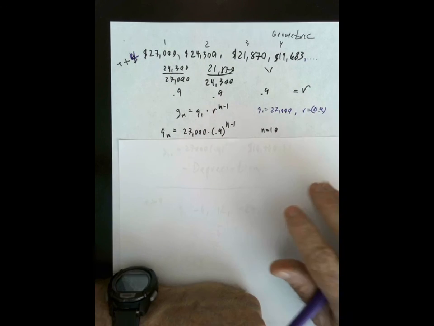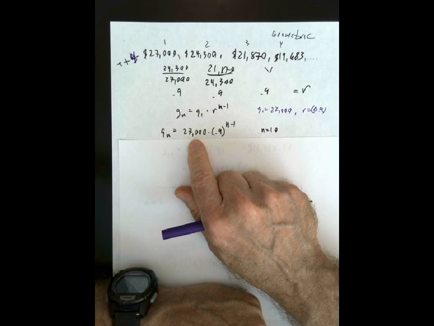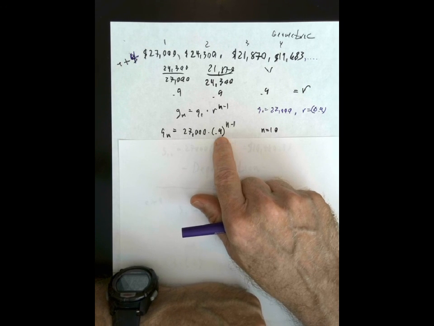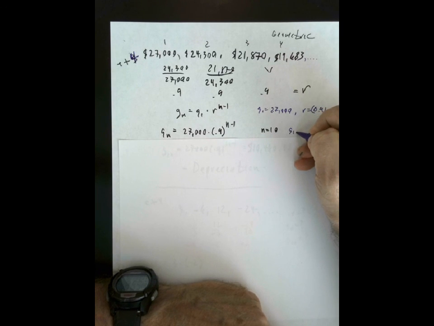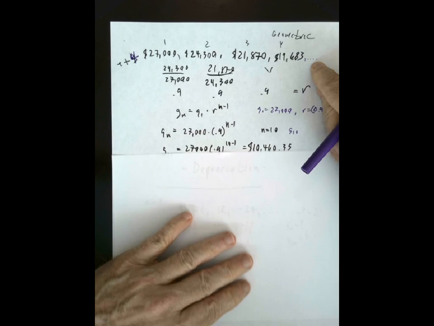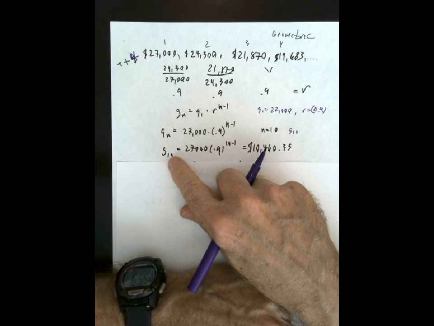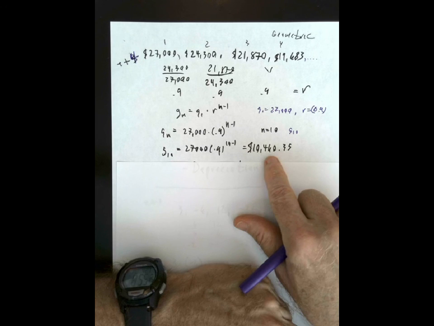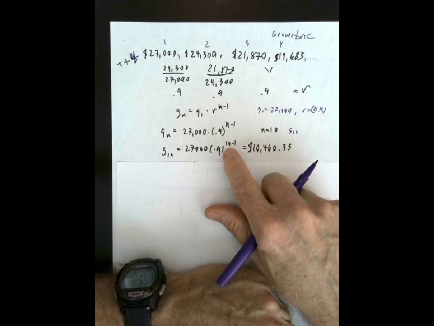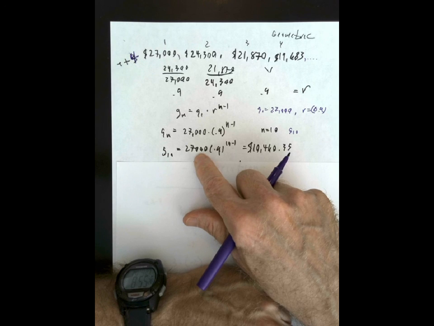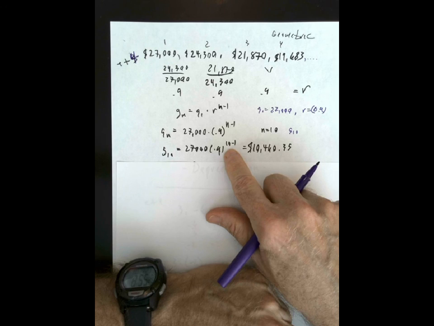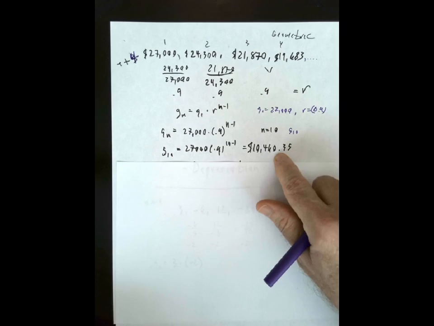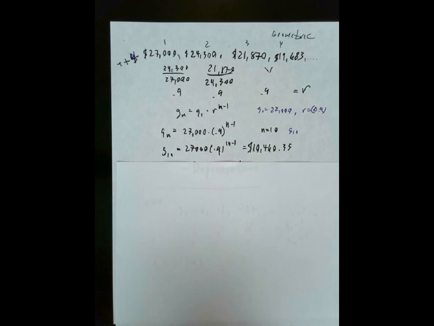Okay, so we put the numbers in here, 27,000 for G sub 1, 0.9 here, and then we want to know, for the 10th year, what's G of 10, right? So G of 10 is 27,000 times, and then we just crunch the numbers on our calculator. Remember to do the exponential part first, then multiply by 27,000 at the end. So we do 0.9 to the 9th power times 27,000, which works out to be $10,460.35 after the end of the 10th year. Okay?